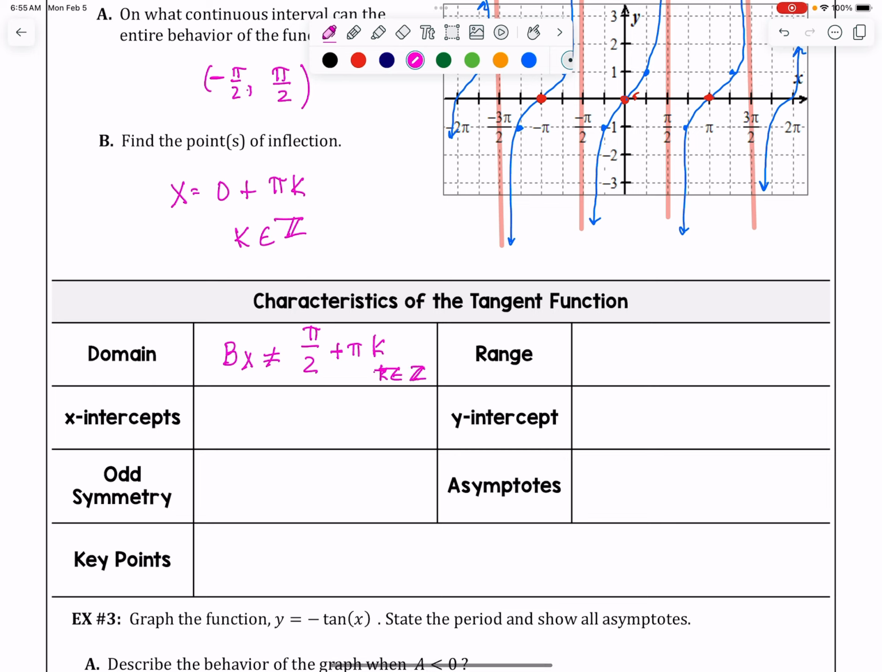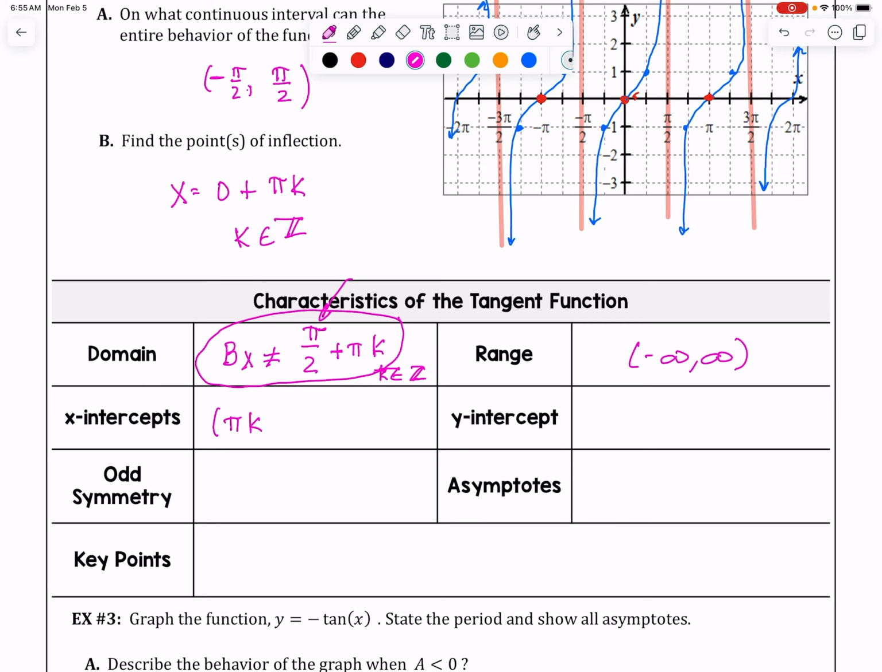The range is all real numbers as it goes up and down to positive infinity, okay? So all this is saying is our domain are all x's except for where our asymptotes are, okay? And we're going to be able to determine our asymptotes based on our parent function having asymptotes at pi over 2. So, like I said, I'll show you that. We'll get to that.